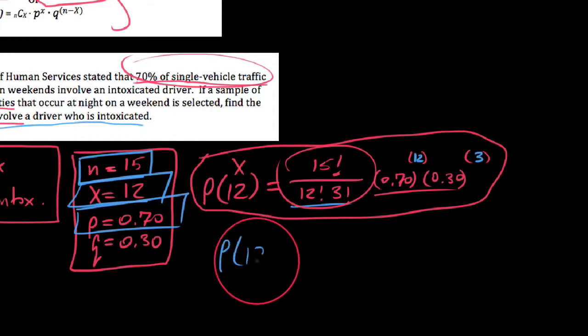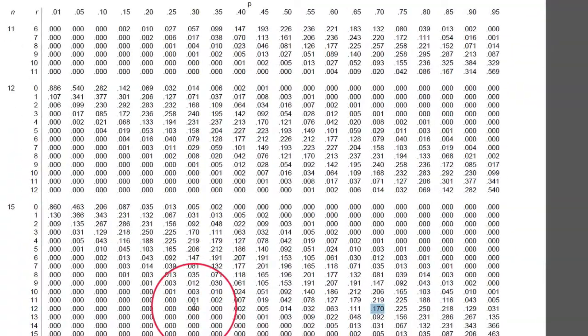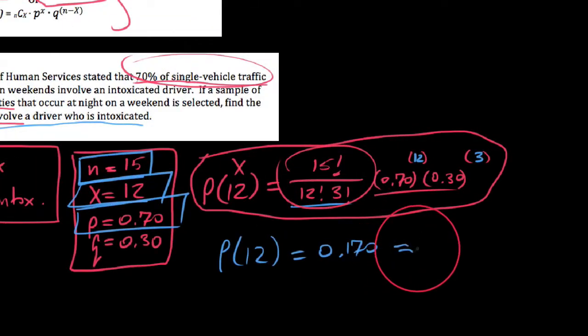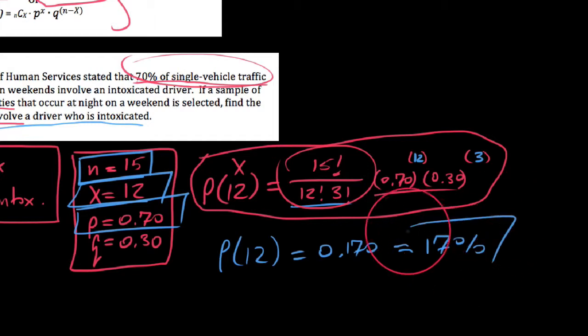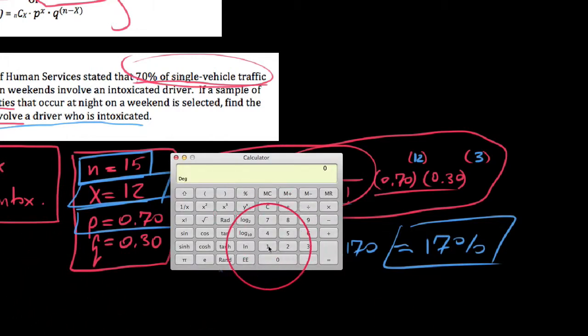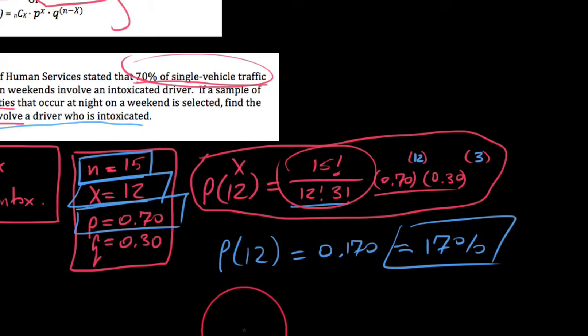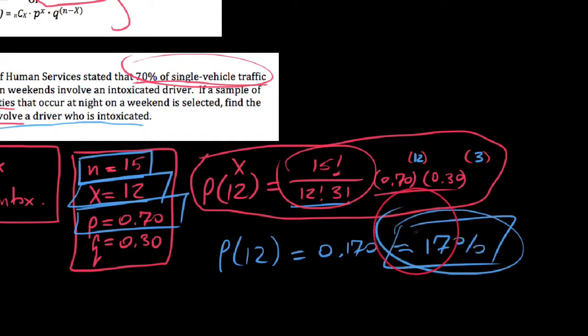So the probability of 12 successes is about 0.170, or a 17% chance of that occurring. Let's put it this way: 70% of drivers we would expect to be intoxicated. We had 15 people in our sample, and 70% of that would be 10.5 people. So the probability that we get exactly 12 is still pretty good. And it's not good. Don't drive drunk. Don't put yourself in that situation. I'm saying it's a pretty good chance that we'll get what we expected to get in the first place.